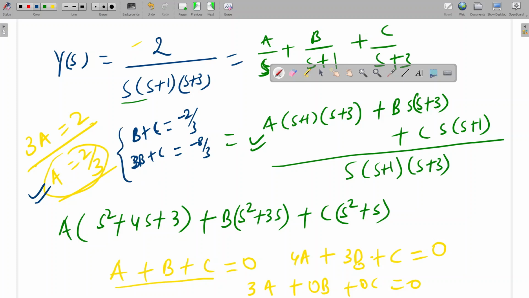Is it correct? This one. So 2b will be how much? 2b will be equal to minus 8 by 3 plus 2 by 3, that is minus 6 by 3. B is equal to minus 1 we are getting. B is equal to minus 1. Is it correct? Can anyone verify and tell?